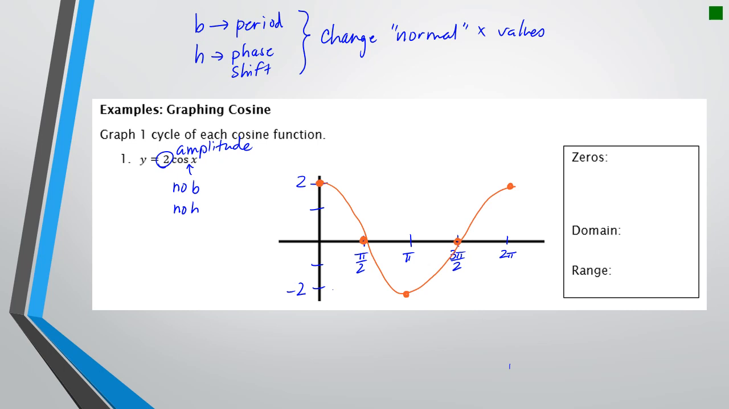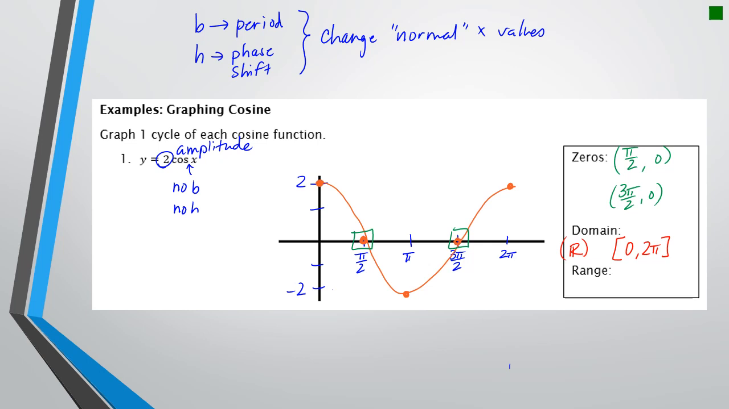Now for zeros, this is asking me where it crosses the x-axis. So I see 2 places where it's crossing the x-axis, and I have to write them as ordered pairs. So the first one is at (pi over 2, 0), and the second one is at (3 pi over 2, 0). For domain, technically the answer would be all real numbers, but because we were only asked to graph one cycle, I'm going to write that this domain starts at 0 and stops at 2 pi, and I'm using square brackets because there are actually points there, so those values are included.